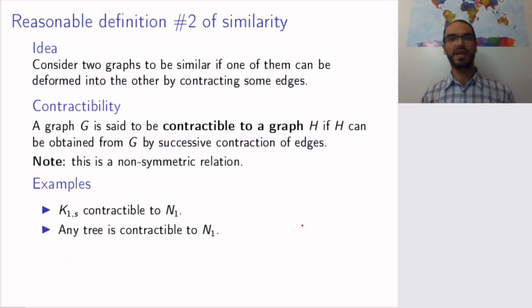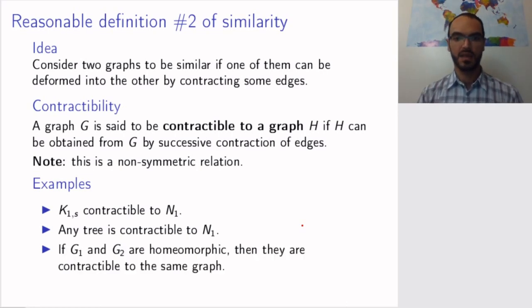And in a similar way, any tree is contractible to the null graph on one vertex. Just start with the edges that go to the leaves and contract them, and keep doing that until you have nothing left but one vertex. Do that as an exercise. A more general statement, if you have 2 homeomorphic graphs, then they will be contractible to the same graph. It's not necessarily a more general statement, but a different statement.